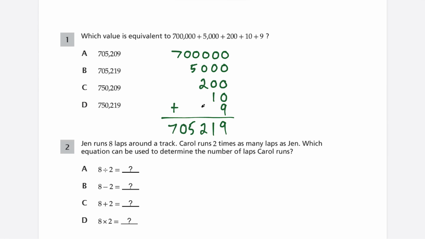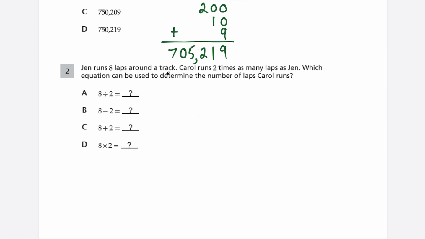Okay, so our final answer, we could throw in our comma. Remember, you throw in commas every 3 digits, starting from the right, going to the left. So our answer here is 705,219, choice B.